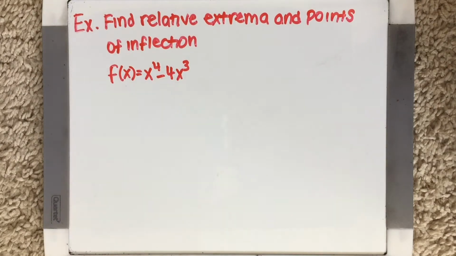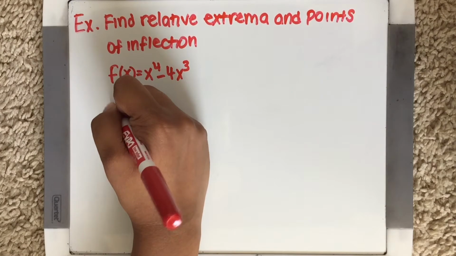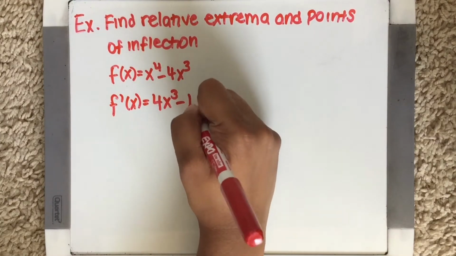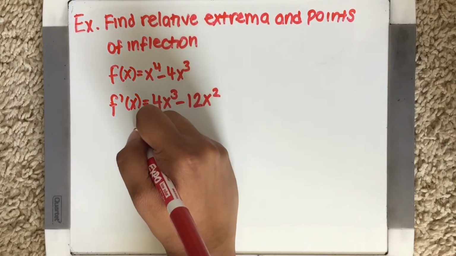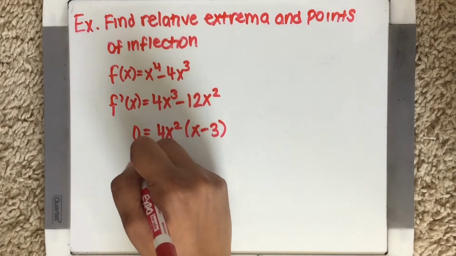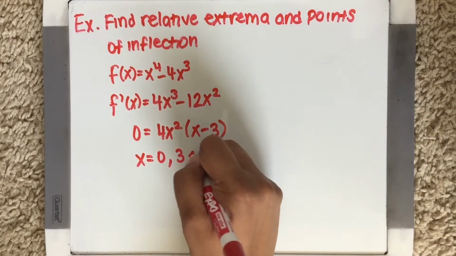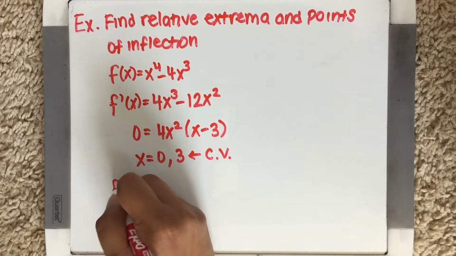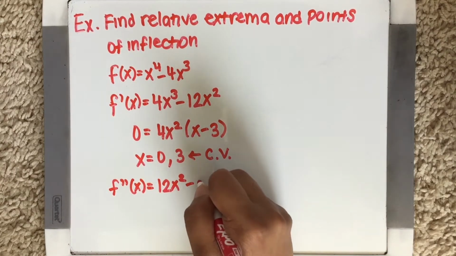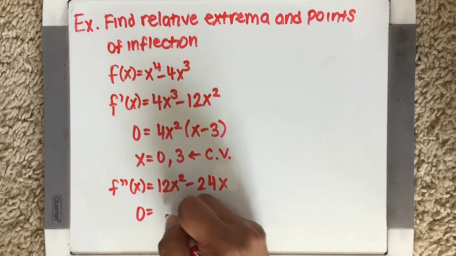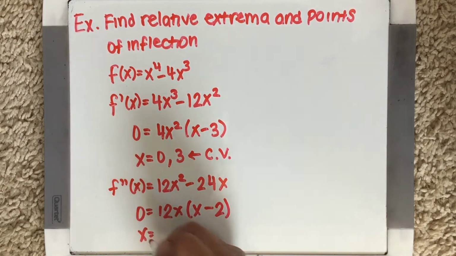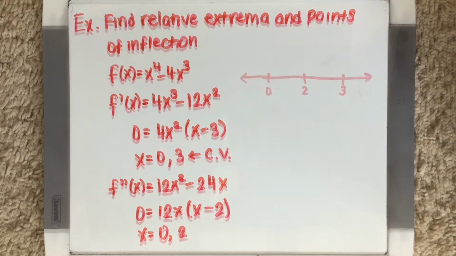We are given a function and asked about its relative extrema and points of inflection. Our first step is to take the derivative. We get that f prime of x equals 4x cubed minus 12x squared. When setting that equal to 0, we get 0 equals 4x squared times (x minus 3) to obtain critical values of x equals 0 and x equals 3. Now, we must take the derivative again. This time, we obtain f double prime of x equals 12x squared minus 24x. We can extract a 12x from this to obtain 0 equals 12x times (x minus 2). Therefore, we get points of inflection of x equals 0 and x equals 2.